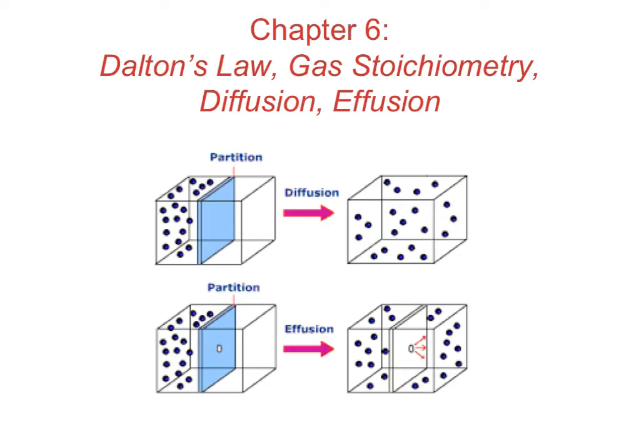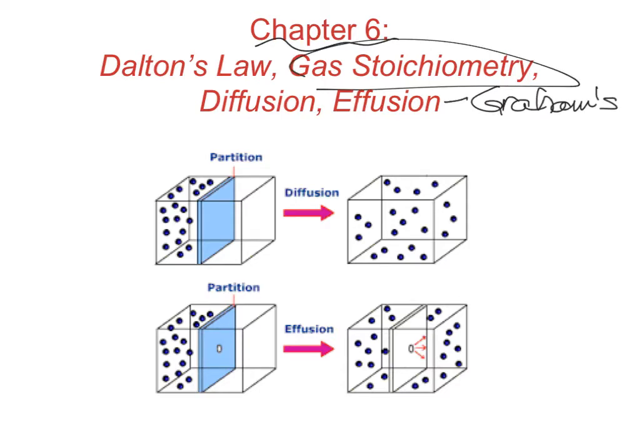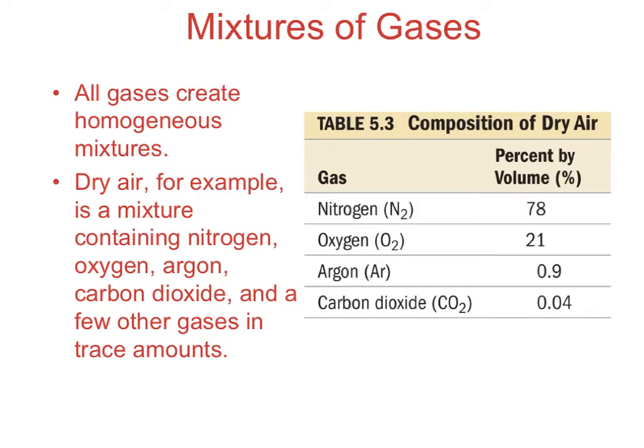This is the end of Chapter 6, the end of the gas laws. So we're going to go over Dalton's law. Actually, I should have put this dude's name in, Graham's law. And then a little bit of gas stoichiometry using the 22.4 liters per mole that we've encountered. All right, so we're going to start with Dalton's law.